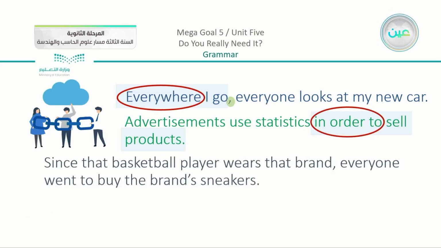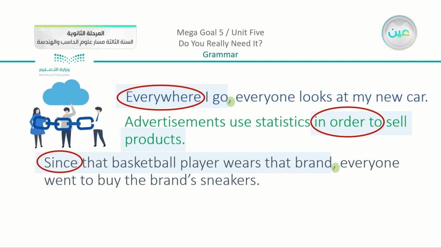Also, we have here, "Since that basketball player wears that brand, everyone went to buy the brand sneakers." So we can see that we have here the adverb clause at the very beginning. You can see that there is the conjunction since. The basketball player is the subject, and wears is the verb. After that, we have here our comma.